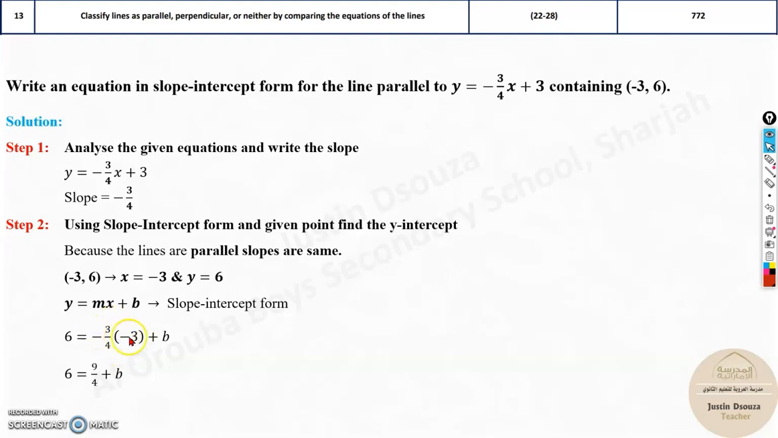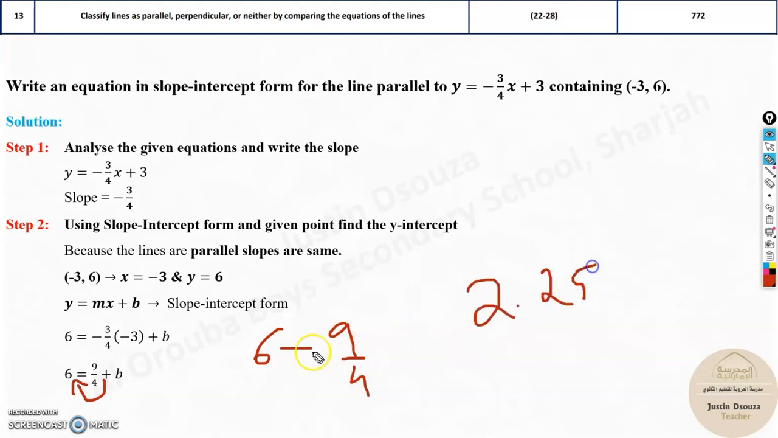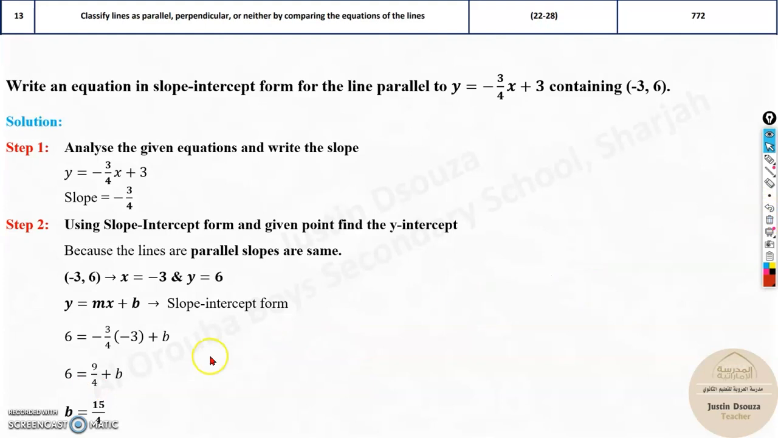Just multiply -3/4 times -3, which is +9/4. Negative becomes positive, and now don't take this to the other side. It should be subtracted. Take it to the other side. It'll be 6 minus 9/4. So 9/4 is basically 2.25. So 6 minus 2.25 will be the answer. It's 15/4. That is about 3.75. So that is the answer for b.